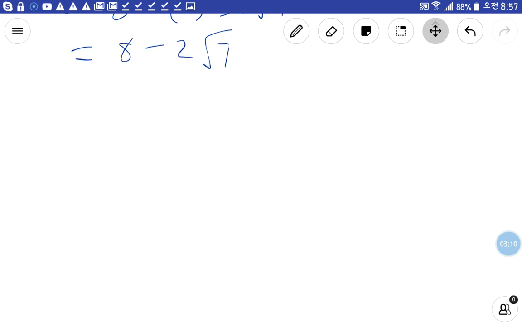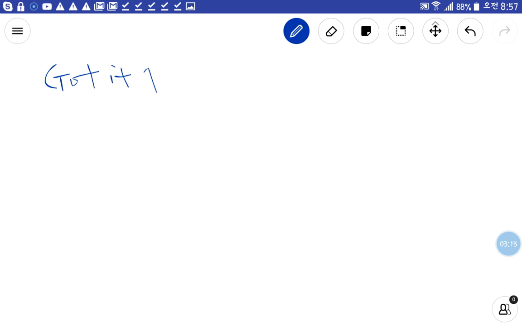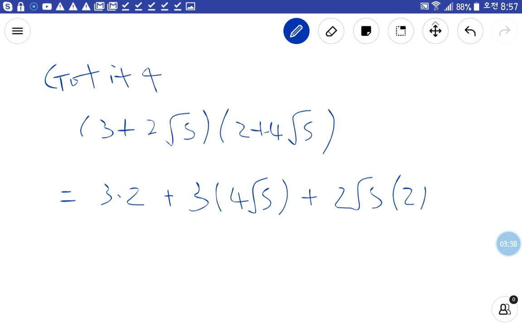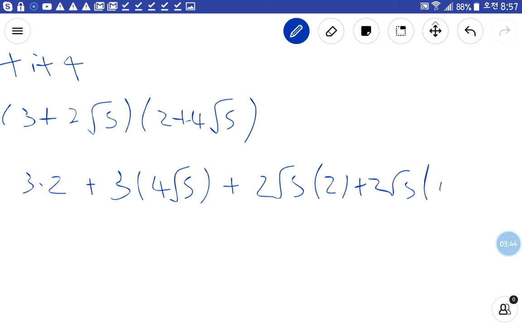Alright, I want you guys to do Got It 4 by yourself. Once you're done, please check your answer with me. Alright, Got It 4. What's the product? 3 plus 2 radical 5 and 2 plus 4 radical 5. We apply the FOIL method. 3 times 2 plus 3 times 4 radical 5. And then 2 radical 5 times 2 plus 2 radical 5 times 4 radical 5. Okay?